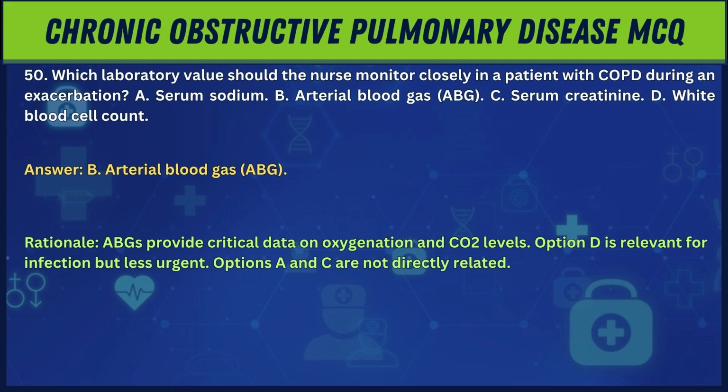Arterial blood gas, ABG. C. Serum creatinine. D. White blood cell count. Answer: B. Arterial blood gas, ABG. Rationale: ABGs provide critical data on oxygenation and CO2 levels. Option D is relevant for infection, but less urgent. Options A and C are not directly related.